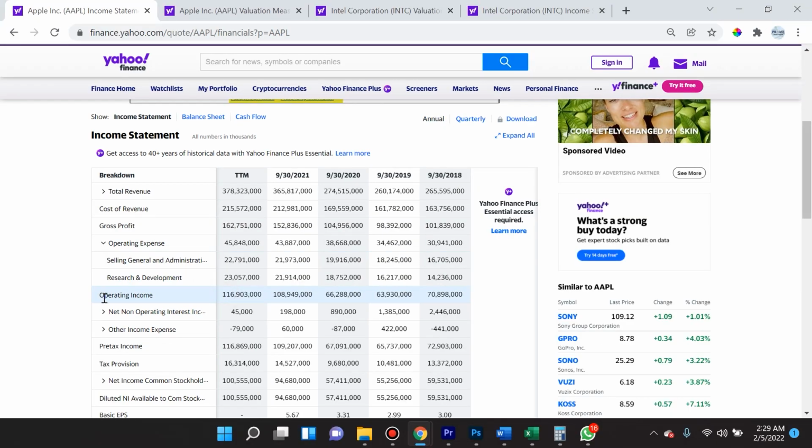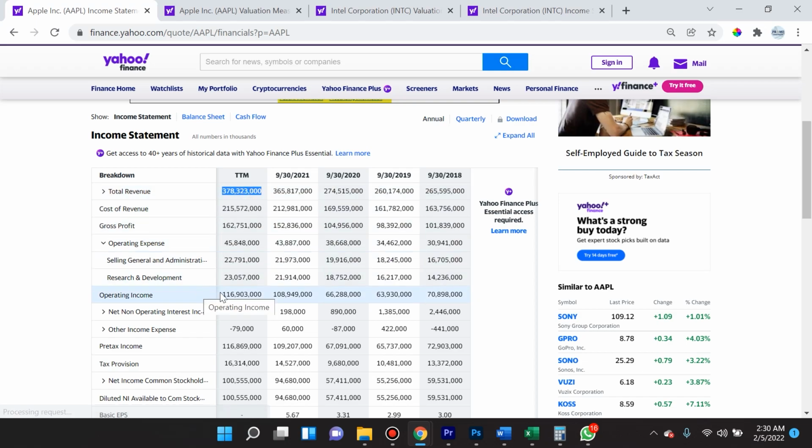And so once you figure it out, the operating income is $116,903,000,000. Remember, this is in thousands. So once you take that operating income, you go ahead and you divide operating income by the total revenue, which is $378,323,000,000, and that will give you operating margin. Operating margin is the fraction of operating income divided by total revenue.